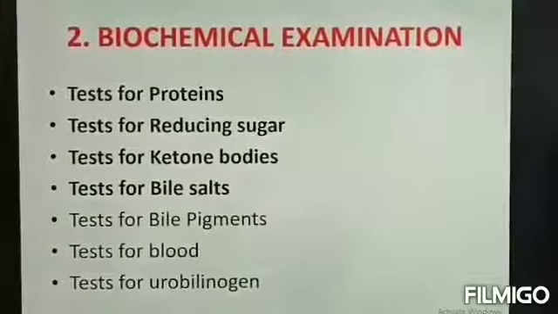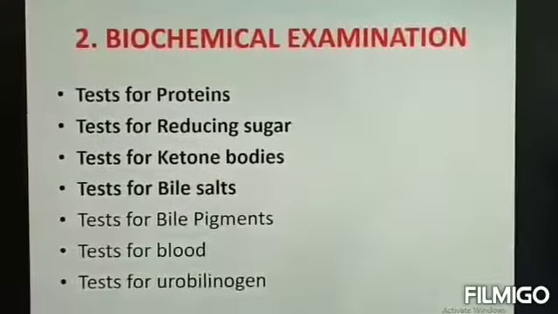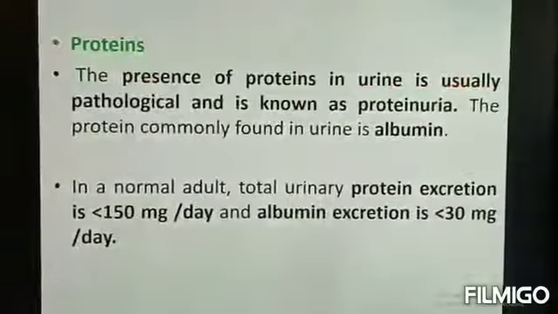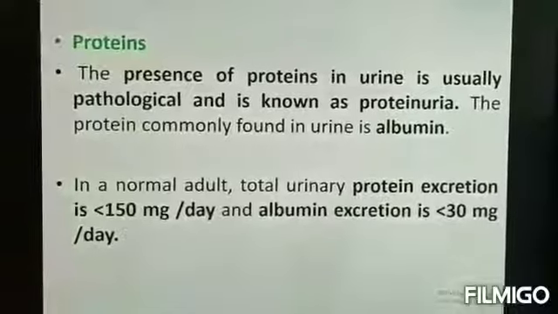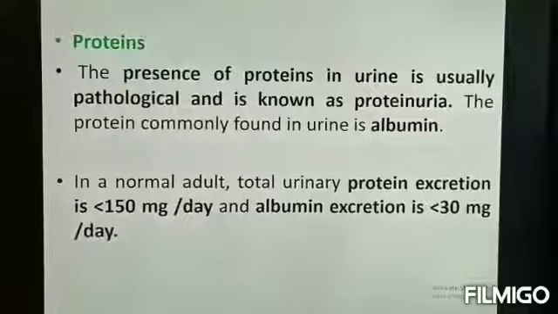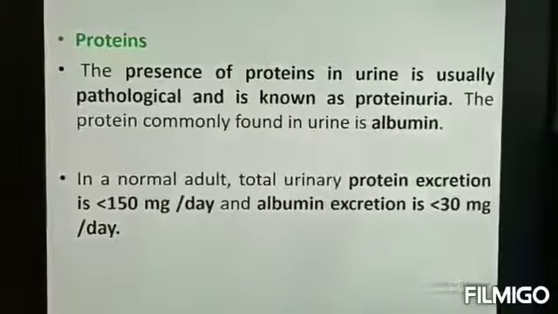Now, the second part of the analysis of abnormal constituents of urine is biochemical examination. In biochemical examination, we are going to perform tests for protein, reducing sugar, ketone bodies, bile salts, bile pigments, blood, and urobilinogen. The first part is the test for proteins. The presence of protein in the urine is usually pathological and is known as proteinuria. Most commonly, the protein found in the urine is albumin.